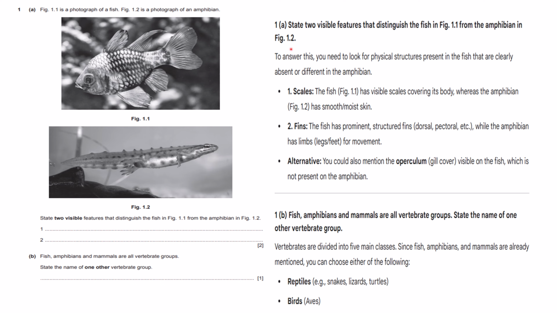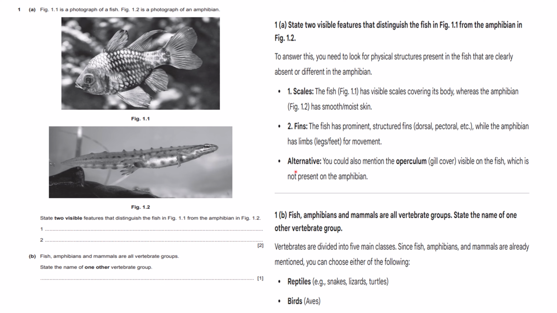Here is the answer. To answer this, you need to look for physical structures present in the fish that are clearly absent or different in the amphibians. First is scales. The fish in figure 1.1 has visible scales covering its body, whereas the amphibian in figure 1.2 has smooth, moist skin. Second, fins. The fish has prominent structures, fins, dorsal, pectoral, etc., while the amphibian has limb-like feet for movement. So these are the 2 points.